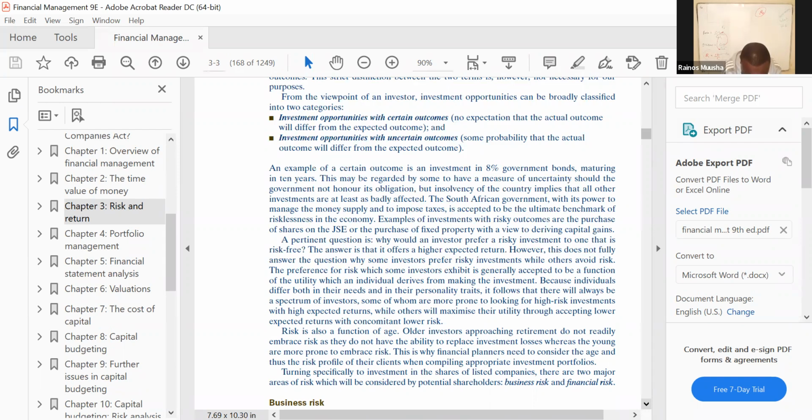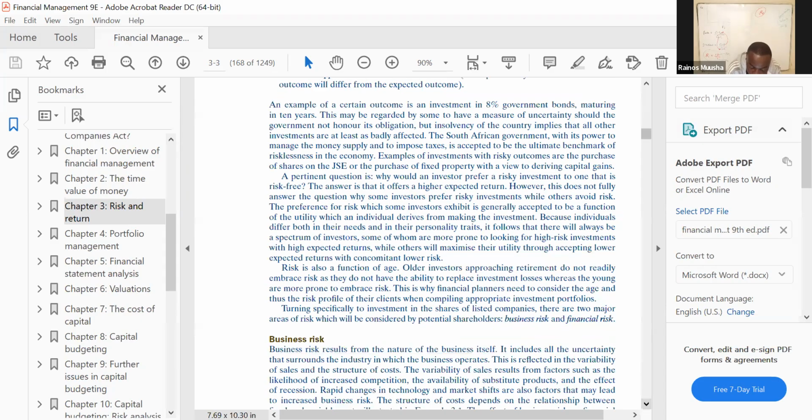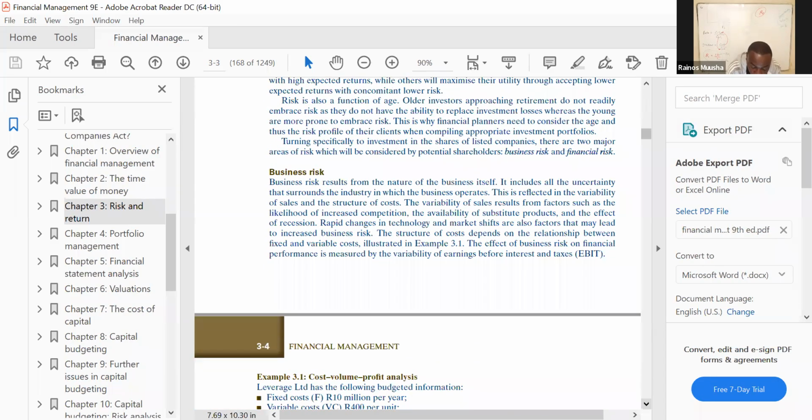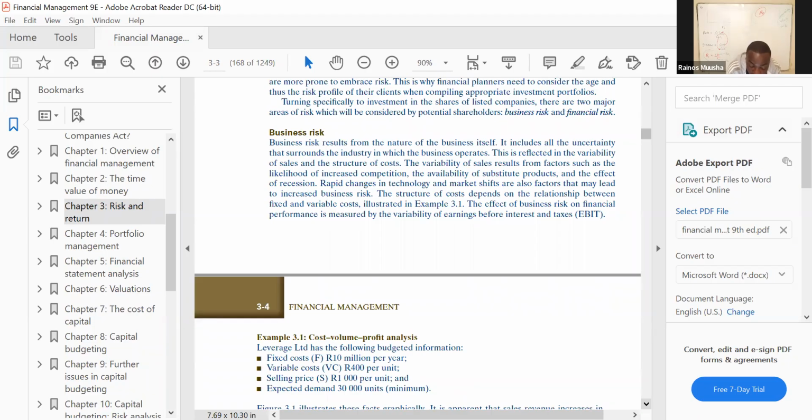Now, after this, they also say, turning specifically to investments in the shares of listed companies, there are two major areas of risk which will be considered by potential shareholders: business risk and financial risk. So we need to be able to know exactly what business risk is and what financial risk is, because they can potentially ask you as a short question in question number 1 of the exam.